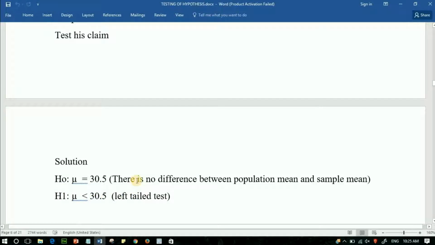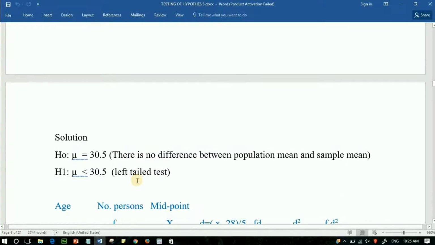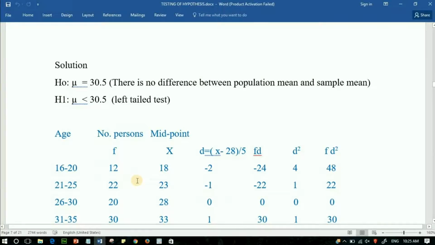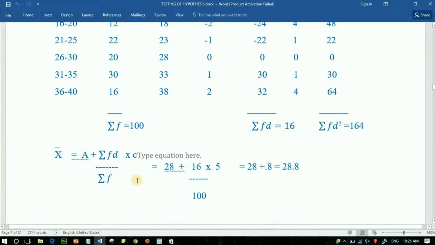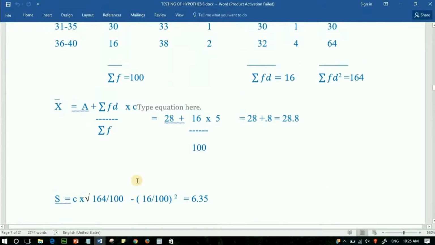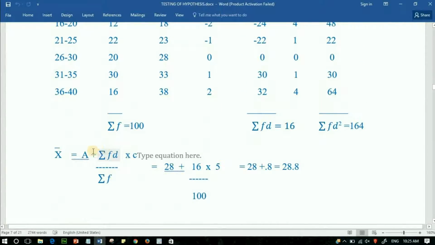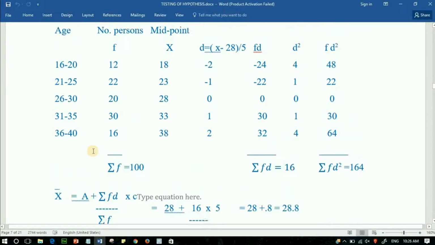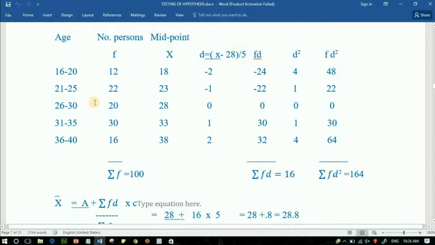So in this case, it is coming to the left of the sampling distribution curve, so we use the left-tailed test. The test statistic Z is equal to x bar minus mu divided by s by square root of n. First of all, you have to find x bar. The numbers are very large, so we are using the shortcut technique.